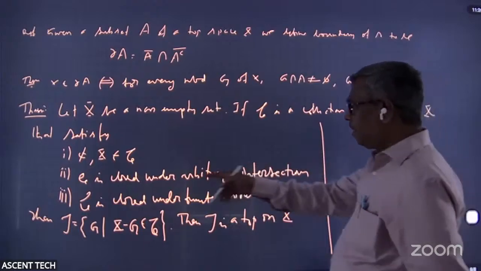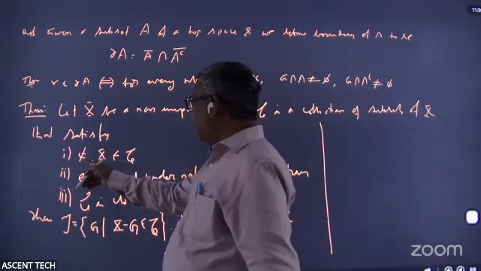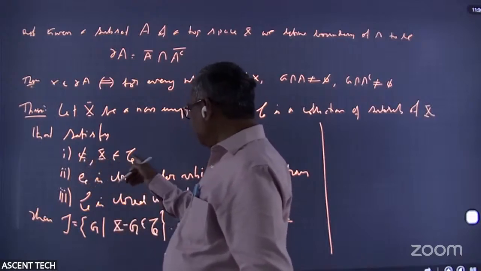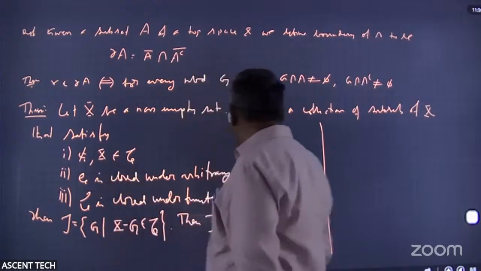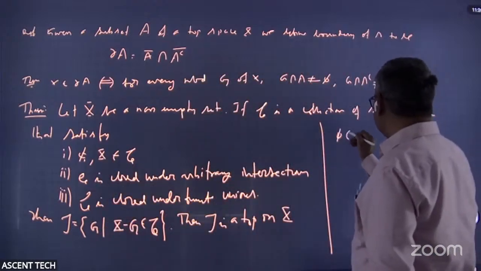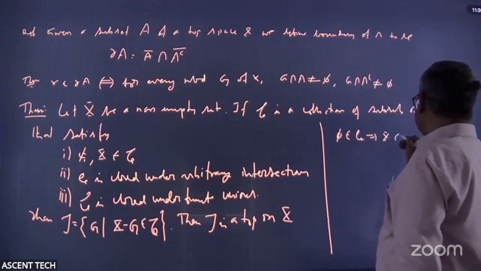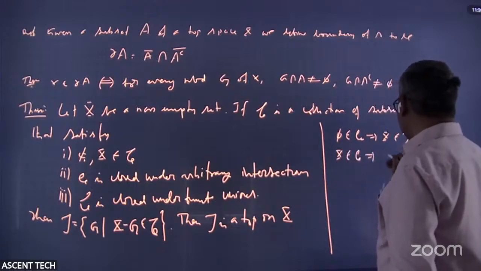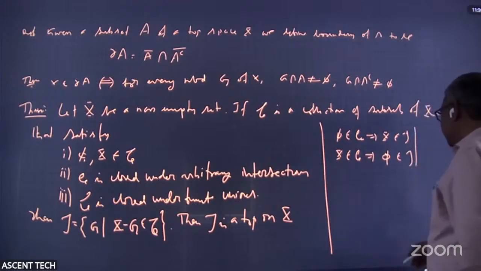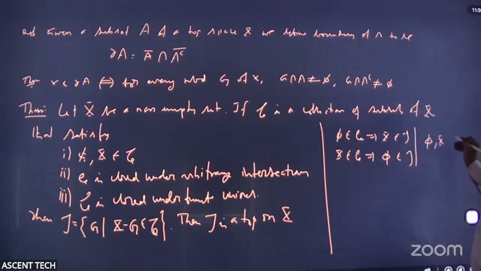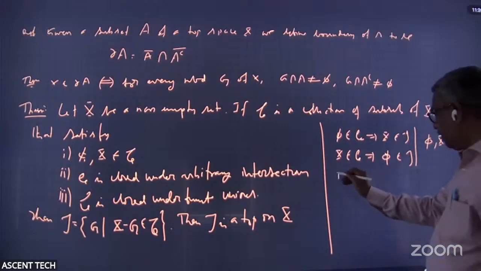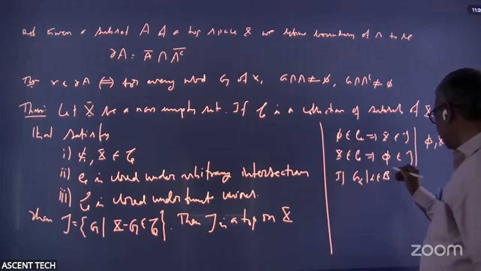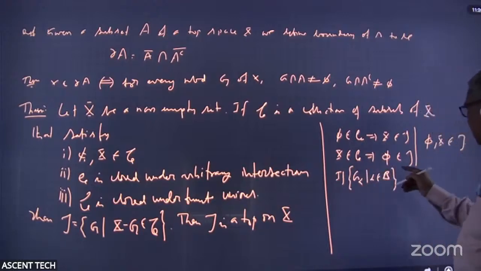So here, I'll just finish it off. First of all, these two are in C. Because the empty set is in C, X is in T, and because X is in C, the empty set is in T. So T contains both the null set and the whole space. Okay, if G alpha, alpha in delta, some indexing set, is a subcollection of T.